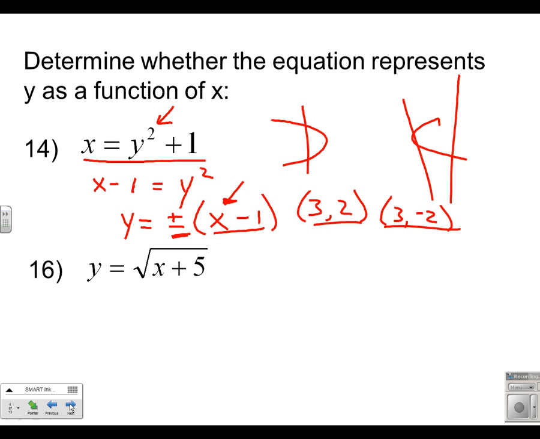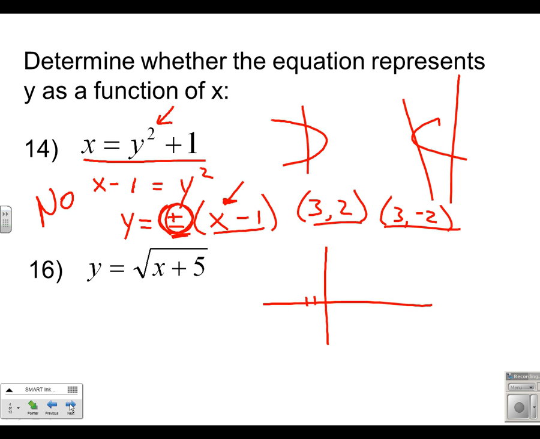So algebraically, in the process of solving for y, if you can conveniently solve for y, you get a plus or minus. This thing cannot be a function. So is this a function? No. Number 16, graphically. You may or may not know that graphically, this thing looks something along the lines of this.